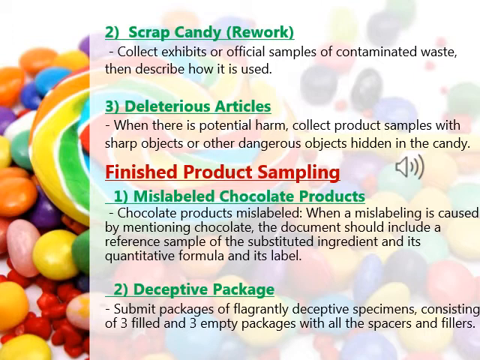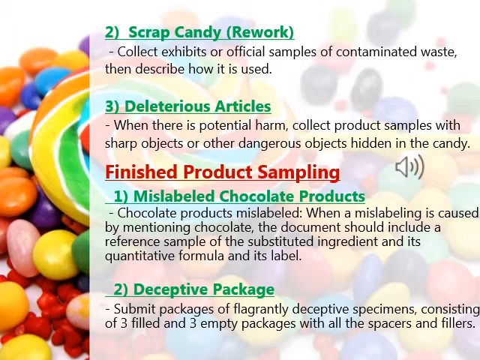3. Deleterious articles. When there is potential harm, collect product samples with sharp objects or other dangerous objects hidden in the candy. In the case of finished product sampling, first, mislabeled chocolate product. Chocolate product is mislabeled when the mislabeling is caused by substituting chocolate. The document should include a reference sample of the substituted ingredient and its quantitative formula and its label.